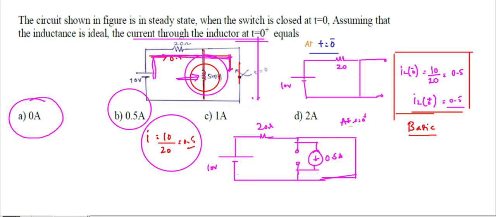Okay, so what is the right answer? 0.5 amperes or 0 amperes? I know the concept is IL of 0 minus equals IL of 0 plus. So what is the answer? You have to put the answer in the comment box.